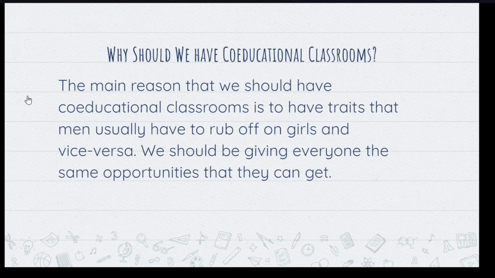So that brings me to my next point. Why should we have co-educational classrooms? Co-educational means that there are boys and girls, and of course those who don't fit into either category. The main reason we have these is because the traits of the boys usually rub off on the girls and vice versa, and everyone should get the opportunities that they can. That's our job as teachers, to give people opportunities to succeed in life the best we can.